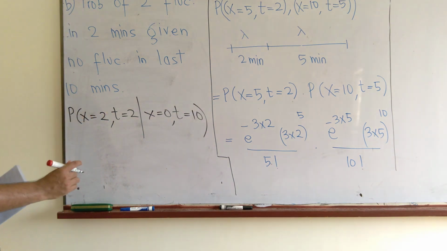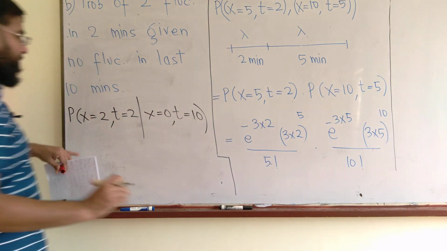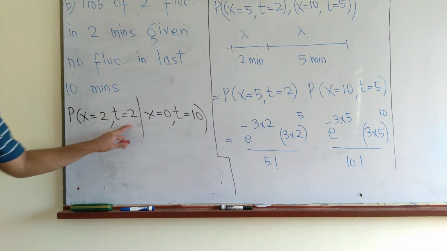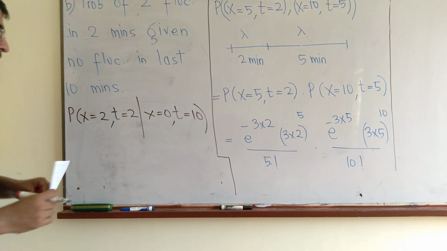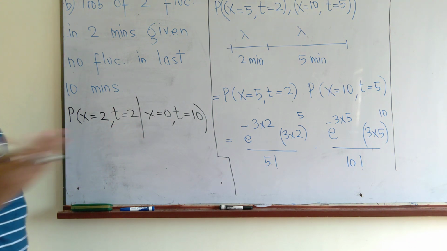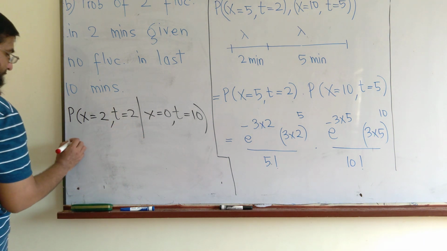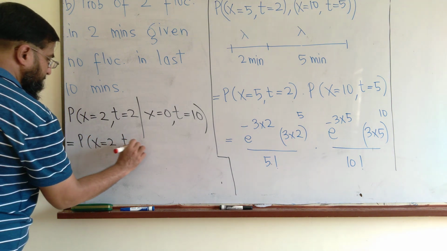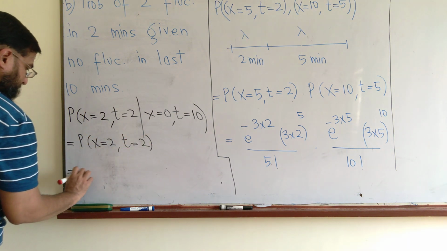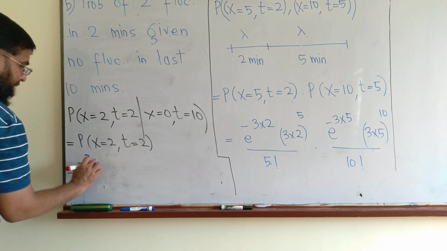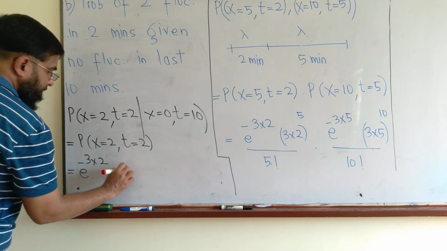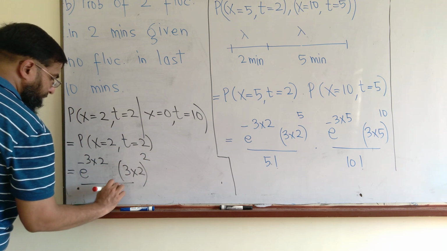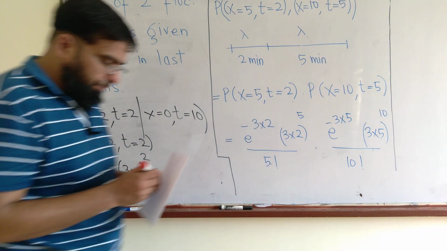We know that whatever is going to happen in this span of 2 minutes is independent of what has happened before. Therefore, the probability of A given B is the probability of A, meaning the probability of x equal to 2, which is e to the minus lambda t, lambda t to the k over k factorial, with lambda t equal to 3 times 2 and k equal to 2.